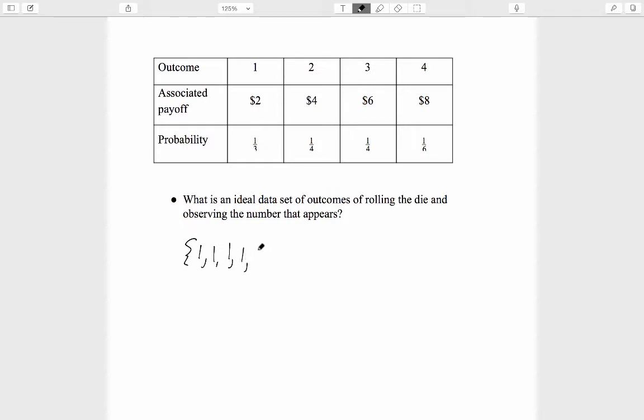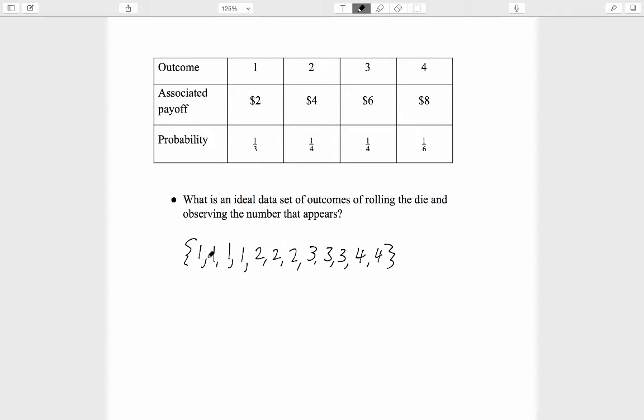4 copies of the number 1, 3 copies of the number 2, 3 copies of the number 3, and 2 copies of the number 4. These 12 outcomes, I claim, form an ideal data set, and no smaller collection of numbers will form an ideal data set. So how can we think about this?